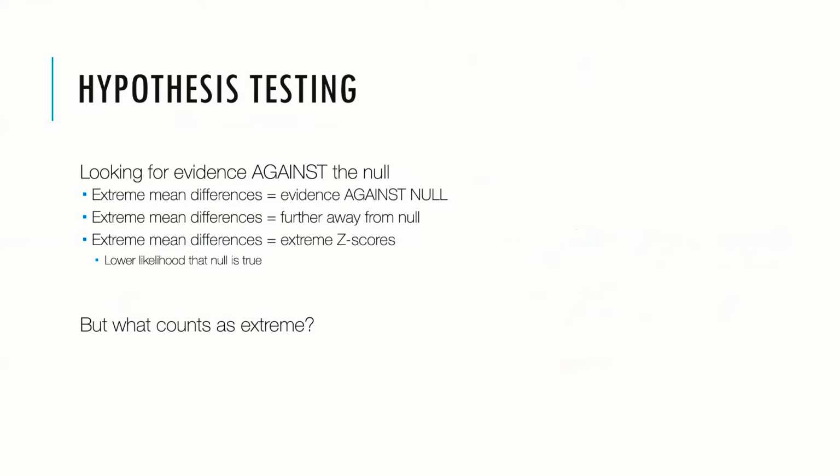So again, evidence against the null, right? Which means we need extreme scores. Extreme scores mean extreme mean differences. It's more evidence against the null. That means it's further away from the null. That also implies extreme z-scores, right? Really high z-scores. The higher the z-score, the further and further away we are from the center, the further we are from the null, which means that there's a lower likelihood that the null is true. But again, what counts as extreme?